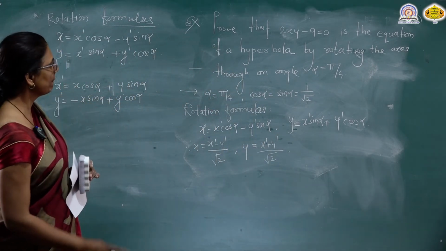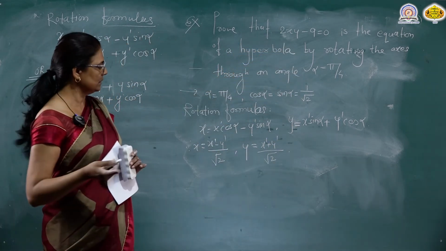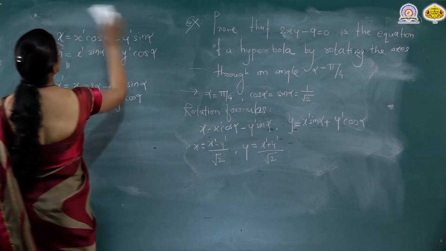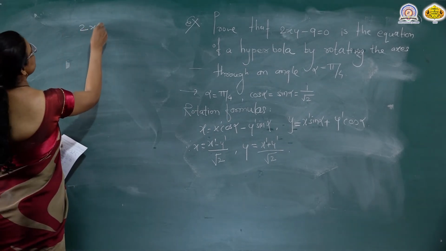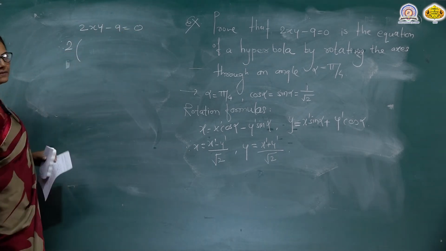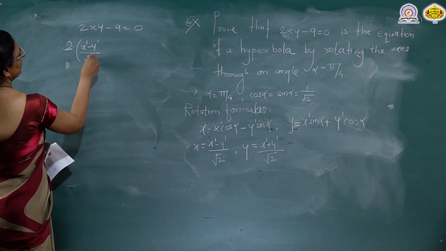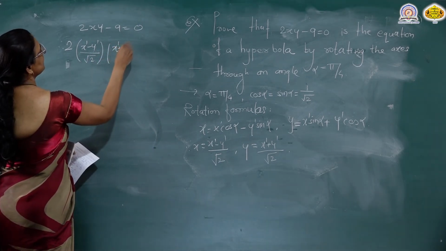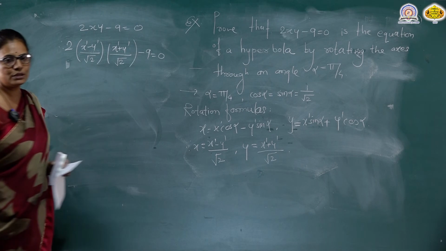Now since we have to find the transformed equation, that is the equation of this conic in the new system, substitute these two values in the equation of the conic. The equation of conic is given as 2xy minus 9 equals to 0. Therefore keep 2 as it is. Value of x is x dash minus y dash upon √2. Value of y is x dash plus y dash upon √2, minus 9 equals to 0.